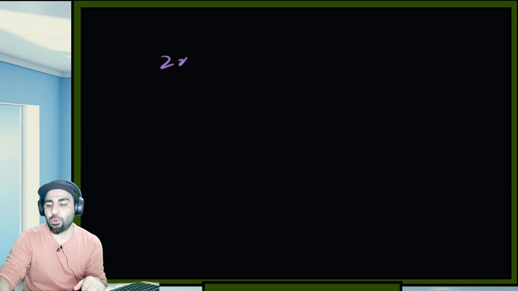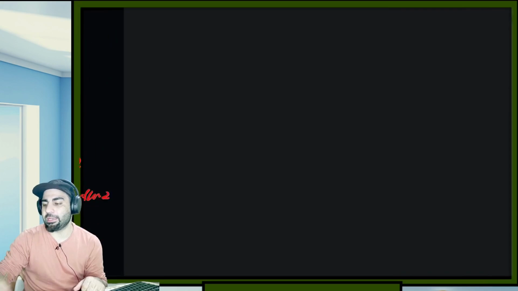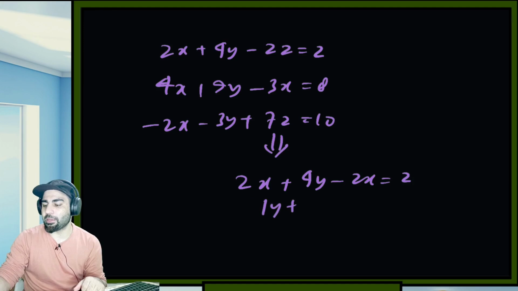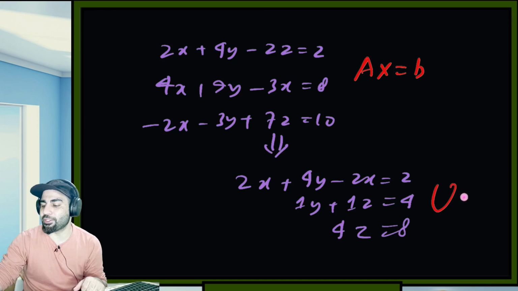So you got 2x plus 4y minus 2z is equal to 2, and this is the original set of equations that I am writing: 4x plus 9y minus 3z is equal to 8, and minus 2x minus 3y plus 7z is equal to 10. So this is the original set of equations that we wrote. Now once you transform it, what is the transformation? That will look like this: 2x plus 4y minus 2z is equal to 2, 1y plus 1z is equal to 4, and 4z is equal to 8. So this is Ax is equal to b, and this transformation is Ux is equal to c.